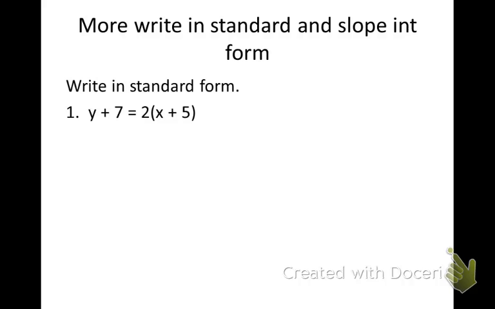So today we're going to do some more of the same thing we did yesterday, write in standard form and slope-intercept form. So reminder of standard form, ax plus by equals c. We know a cannot be negative, and we know no number can go into a, b, and c. So the first step is to distribute. That is the first step on both of these types of problems.